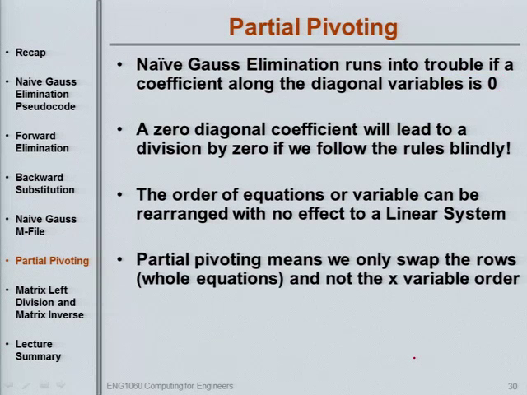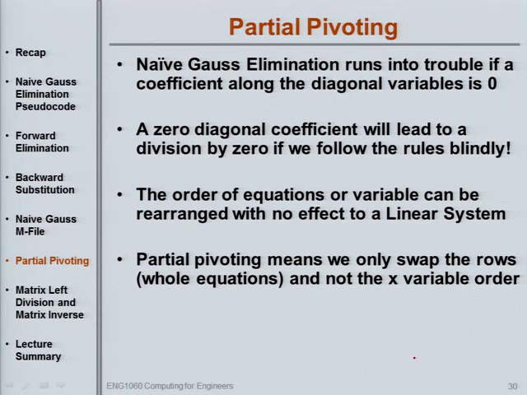Why is that useful? Well, it means we can get rid of that 0 from the diagonal because we're going to swap another row into that. We'll actually come and do that in just a second. This concept of swapping rows to get rid of zeros that are on the diagonal is known as partial pivoting.